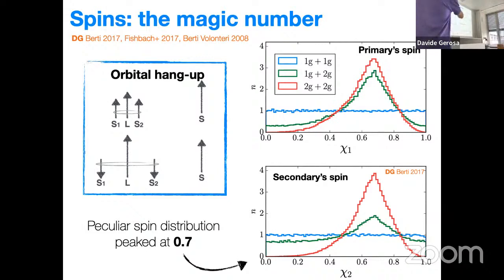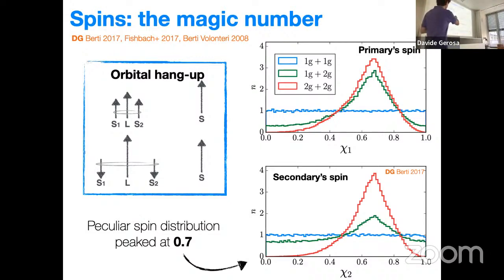So if the spins are aligned, so L, this is the orbital angular momentum, and then you've got S1 and S2. If the spins are aligned, you've got to do L plus S1 plus S2. But there's a phenomenon in black hole dynamics called the orbital hang-up, which was observed in numerical relativity simulations decades ago, where for aligned spins the black holes do a few more orbits before merger. The waveform is a bit longer.